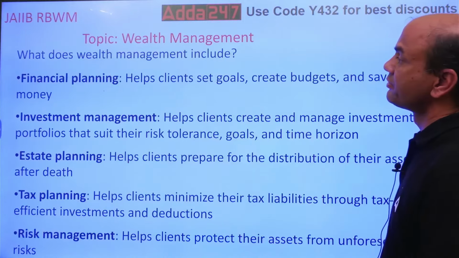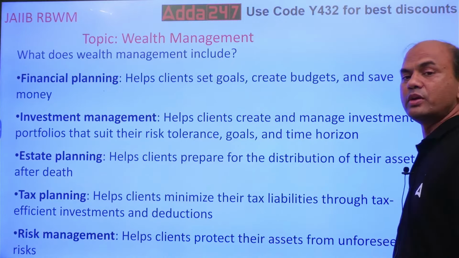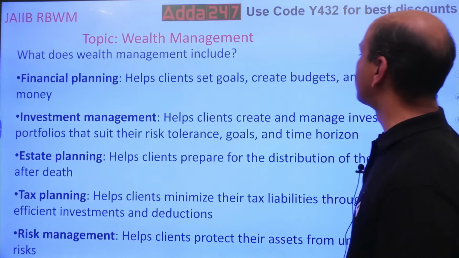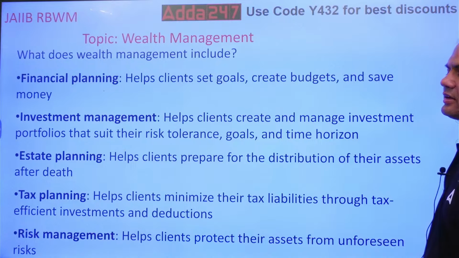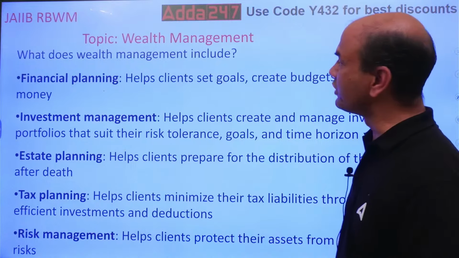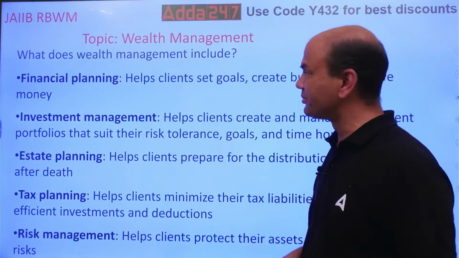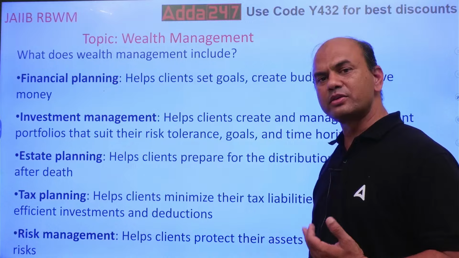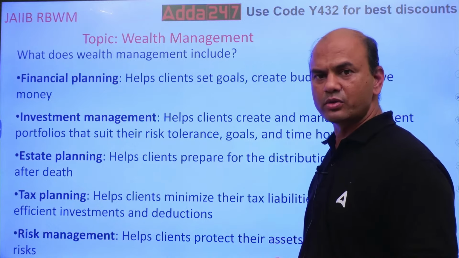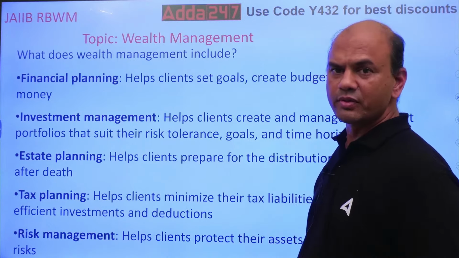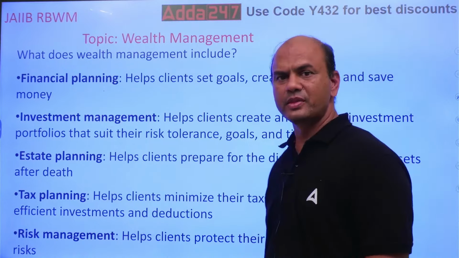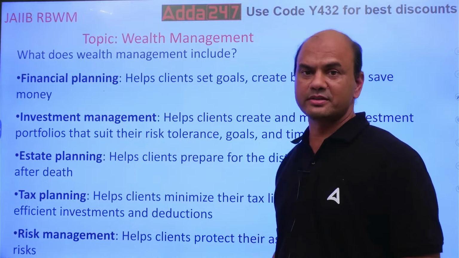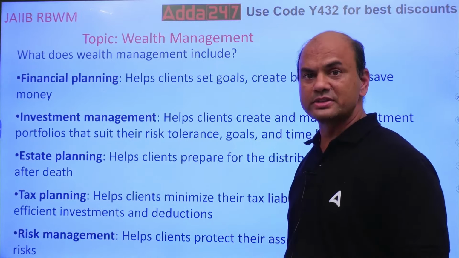Next. What does wealth management include? What does it include? Financial planning. Helps clients set goals, create budgets and save money. So every client who is going for wealth management has huge money. So set goals. How will my wealth grow? Suppose if it is 1 lakh crore today, how will it grow to 130, 150? Okay. Create budgets. Budget for investing. What should I invest? In which business?